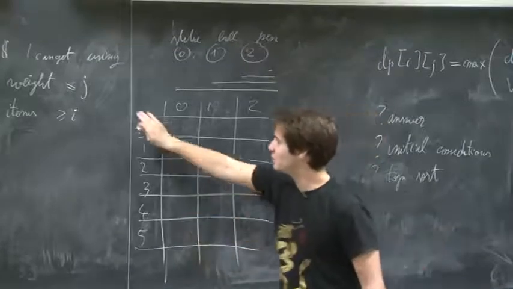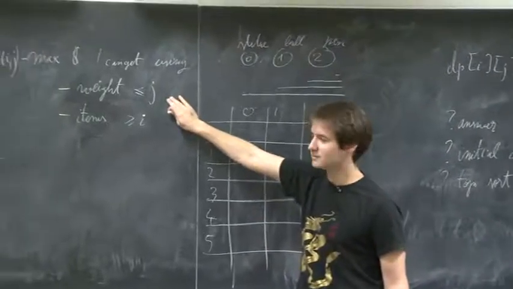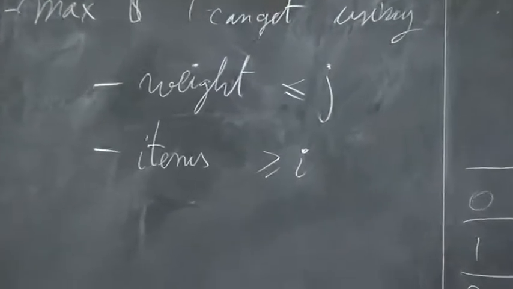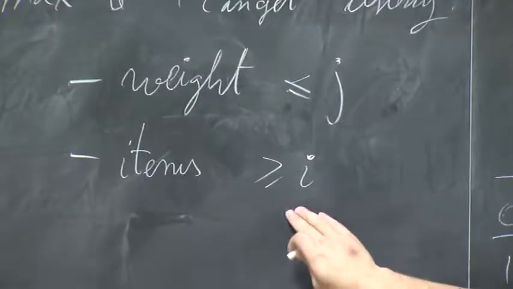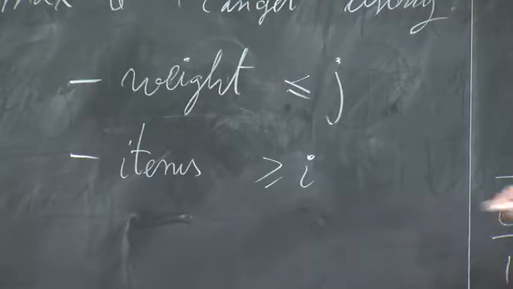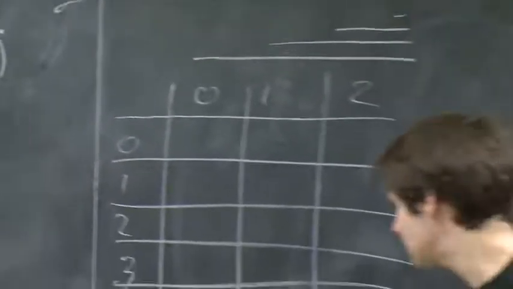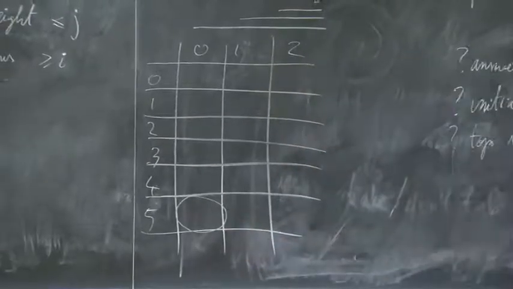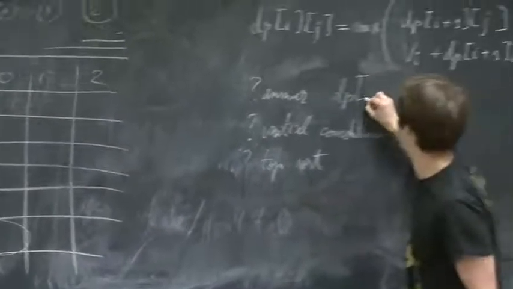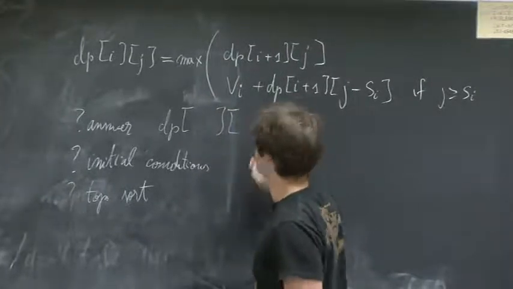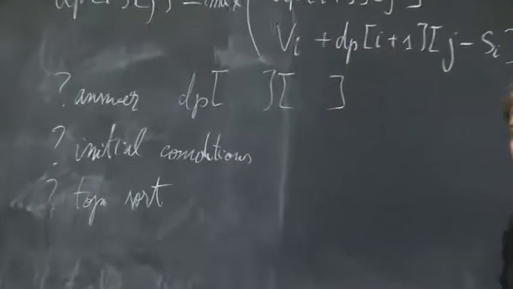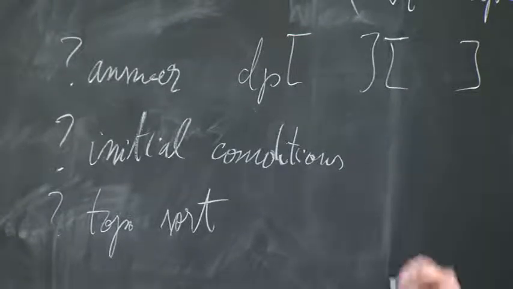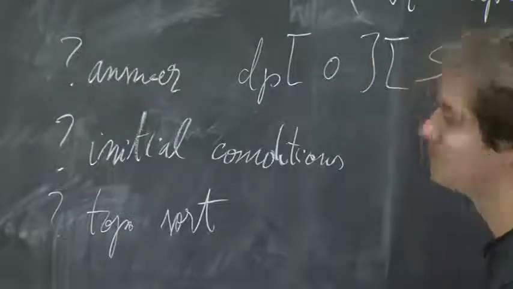So this means that I will use a weight of at most S, right? Because this is S. And I will have considered items 0 and larger, so all the items. So this is where the answer is. And in general terms, that means dp of what and what? So what's the bottom left corner? dp of 0, s. Yep.